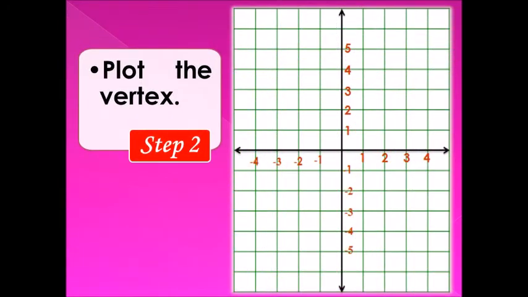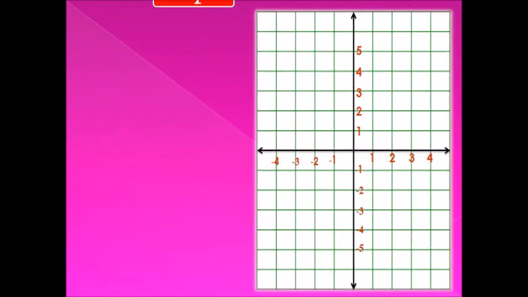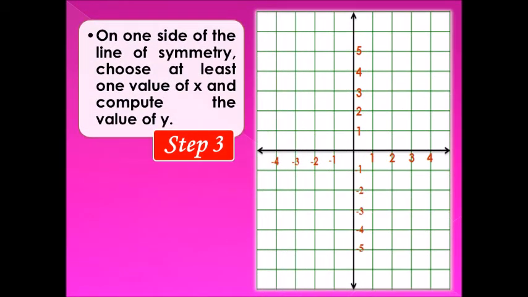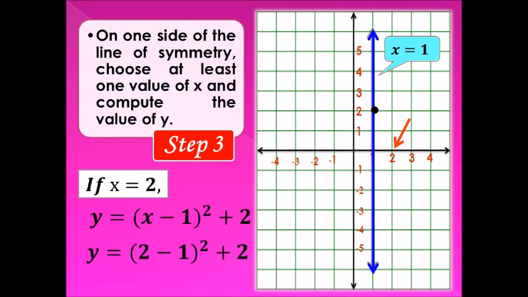Step 2. Plot the vertex. In our example, the vertex is the coordinates (1, 2). Step 3. On one side of the line of symmetry, let us choose one value of x and compute for the value of y. For instance, if x = 2, therefore, y becomes 3.